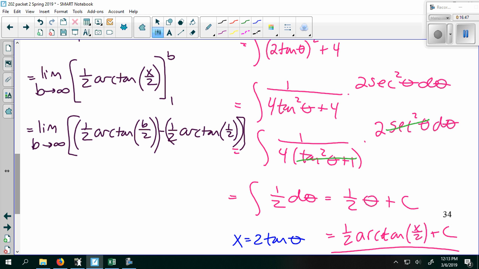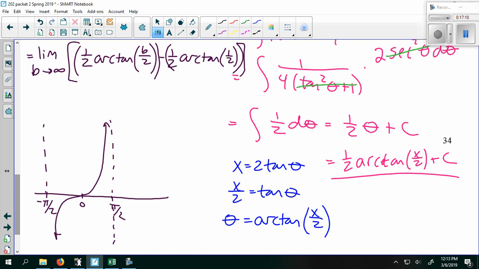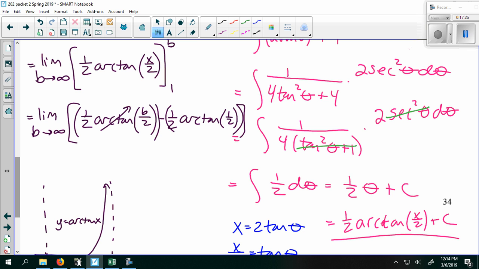There's a couple of ways to think about it. One way is to think about the graph of arctan. So if I just quickly draw a sketch down here, 0, pi over 2, negative pi over 2. The arctan function looks like this. Asymptotes at multiples of pi over 2. So I'm looking at where is the arctan infinite, and that happens at pi over 2. So as b goes to infinity, the arctan of infinity would be pi over 2.